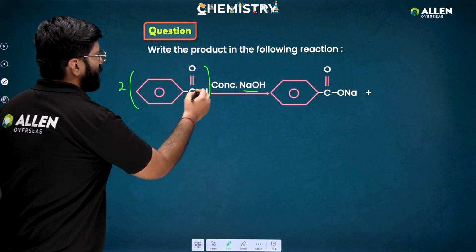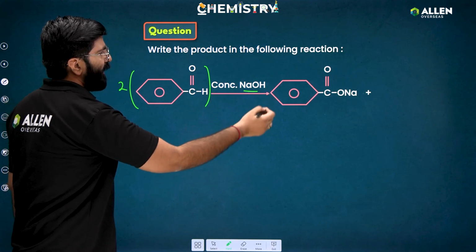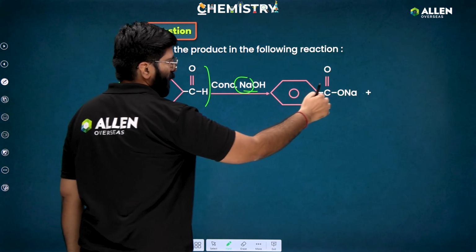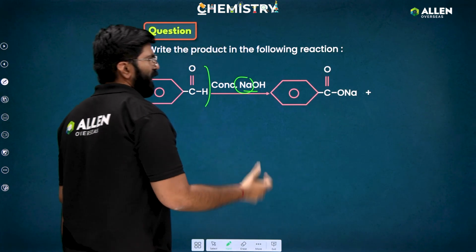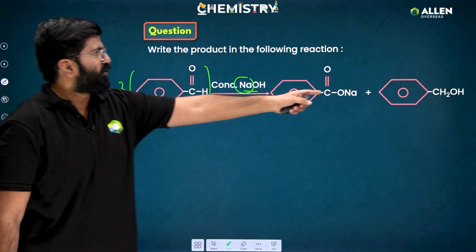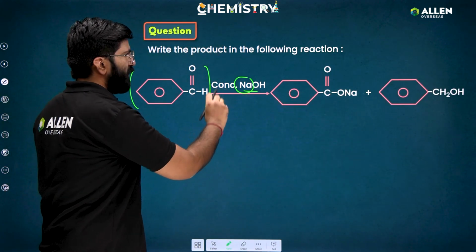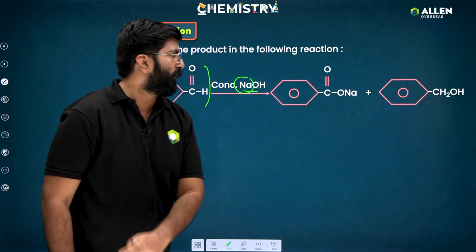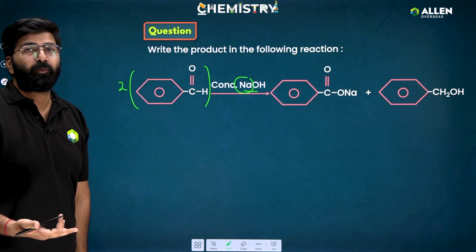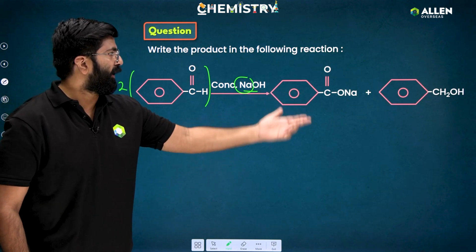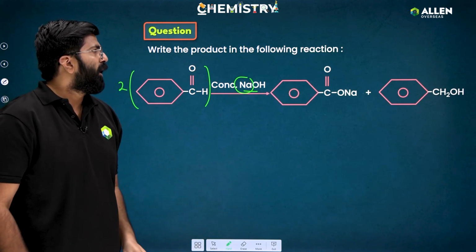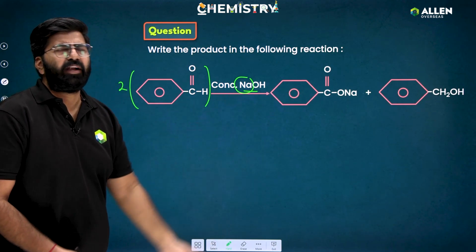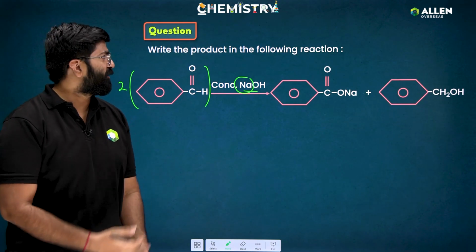So over here, just remove this and add ONa, because over here there is Na. That's why ONa, this is your carboxylic salt and this is your alcohol. So instead, just remove this and write alcohol over there. And like this, we can write our product. So this is how we can write the answer, and this is how we can perform the reaction. We can directly write the answers. So now let's see the next question.